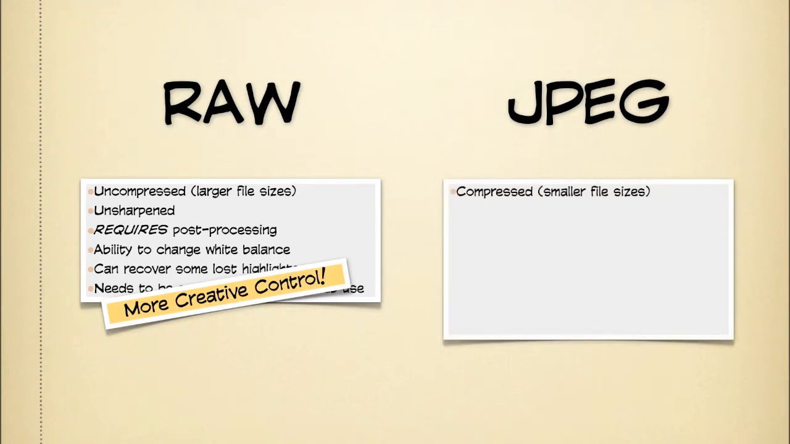JPEG is compressed. Now, what that means is that the quality is slightly degraded in order to make the file smaller. So you can fit more JPEGs on a memory card and more of them on your hard drive. JPEGs are generally sharpened out of the camera, so those edges are a little bit more defined directly out of the camera, but the camera is making that decision.